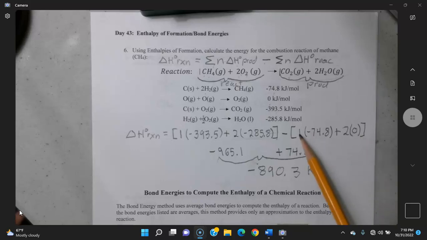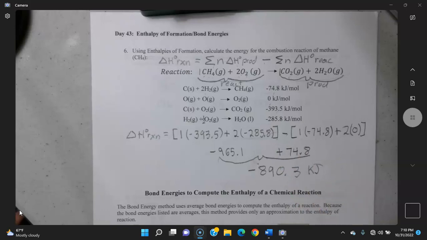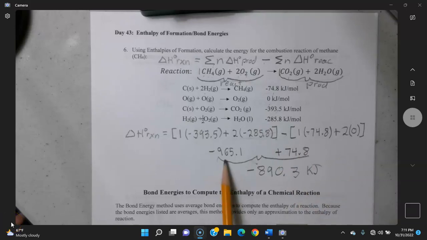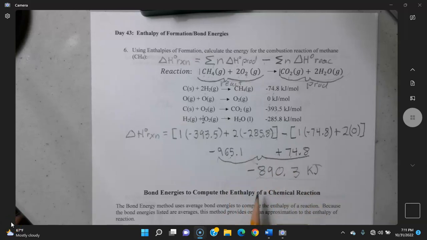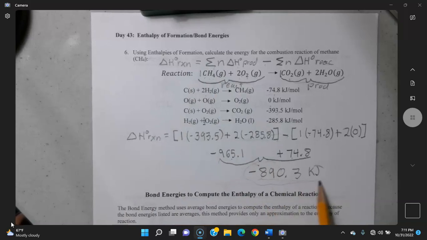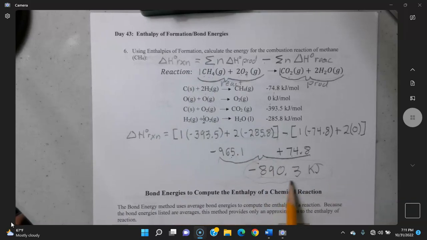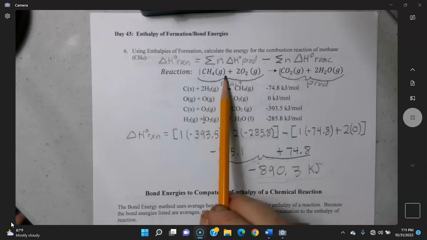Over on this side, you have the negative 74.8. The 2 times 0 goes away. So you have a negative sign out in front and a negative sign inside. A negative becomes a positive. So that becomes a plus sign. If you then take this and add this, you get negative 890.3 kilojoules for this reaction. So that's the answer. It's negative 890.3 kilojoules that will come out of this reaction.